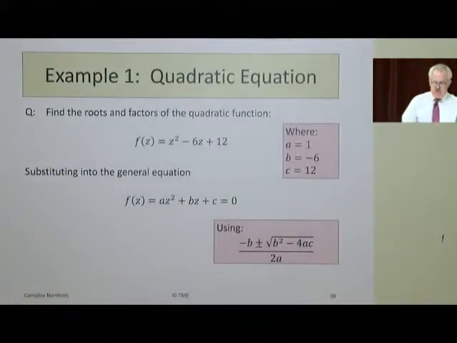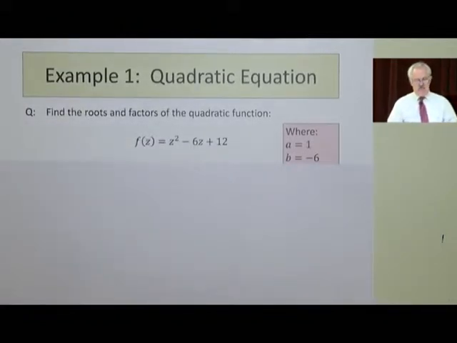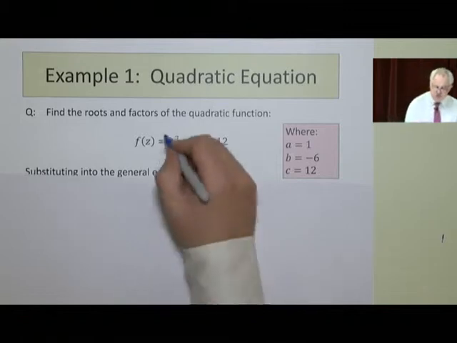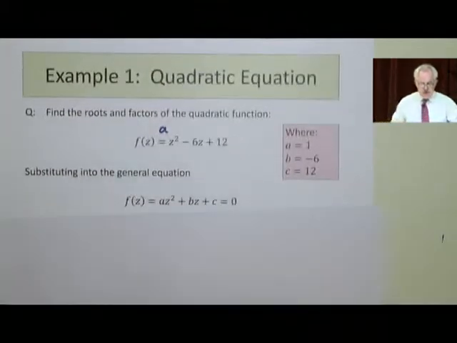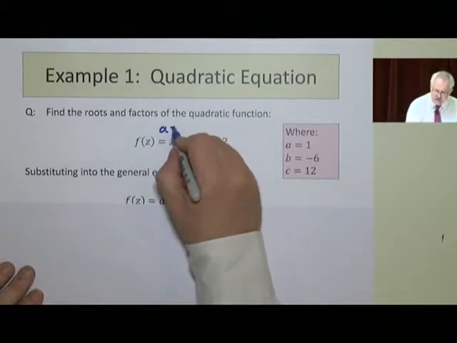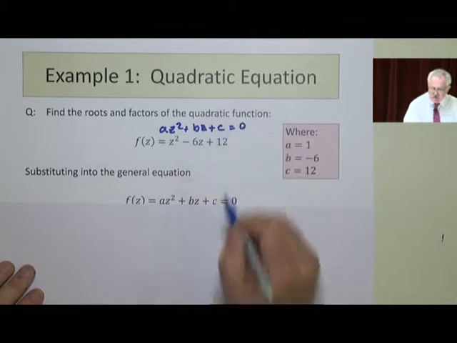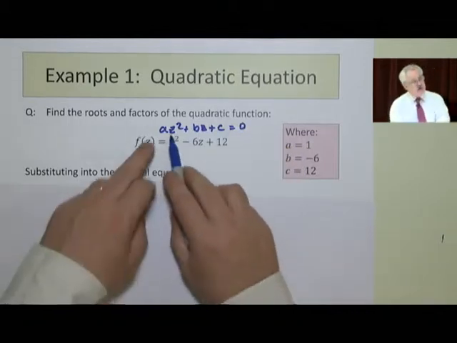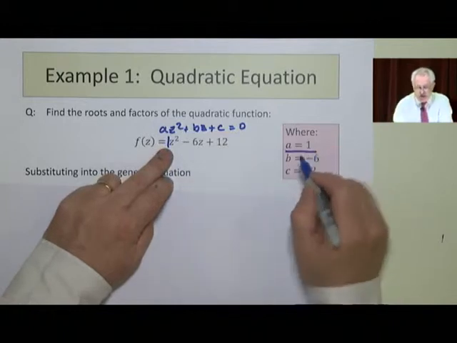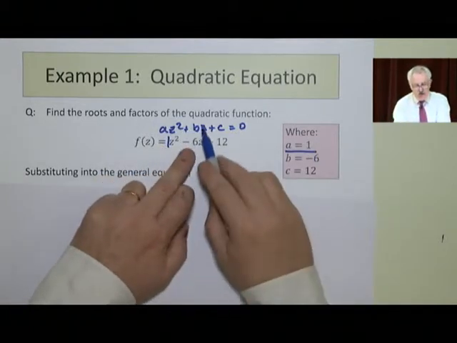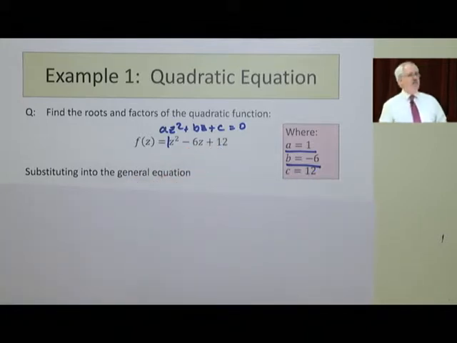So find the roots of the quadratic function z squared minus 6z plus 12. It's exactly the same as before. We were used to ax squared plus bx plus c, but now I'm going to use az squared plus bz plus c equals 0. And I'm going to copy them across. az squared is 1z squared. That gives us a as 1. b turns out to be minus 6. And c turns out to be 12.